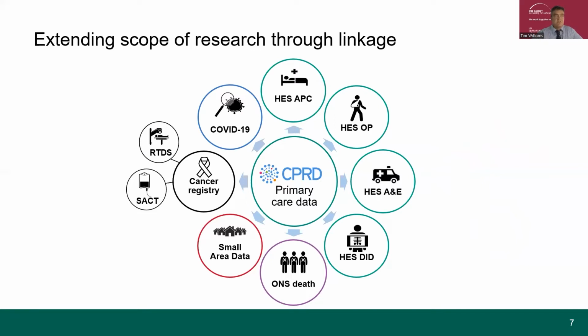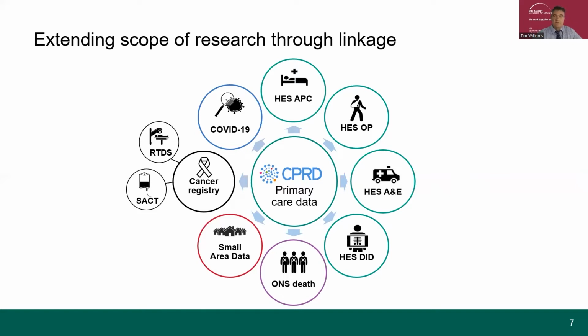This gives us access to hospital episode statistics, including inpatient care records, outpatient data, A&E, and imaging data, although not images themselves. We have links to ONS death registration information, so we have date and cause of death, and we have links to cancer registries. And over the last few years, we've been able to link to COVID information held by NHS Digital.